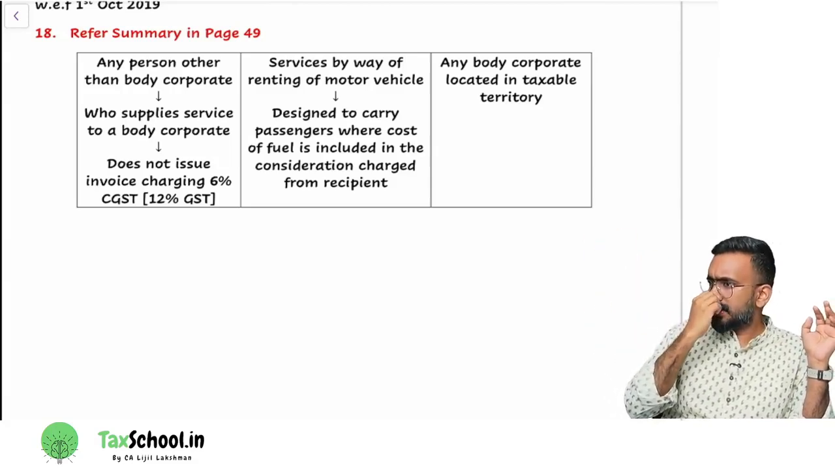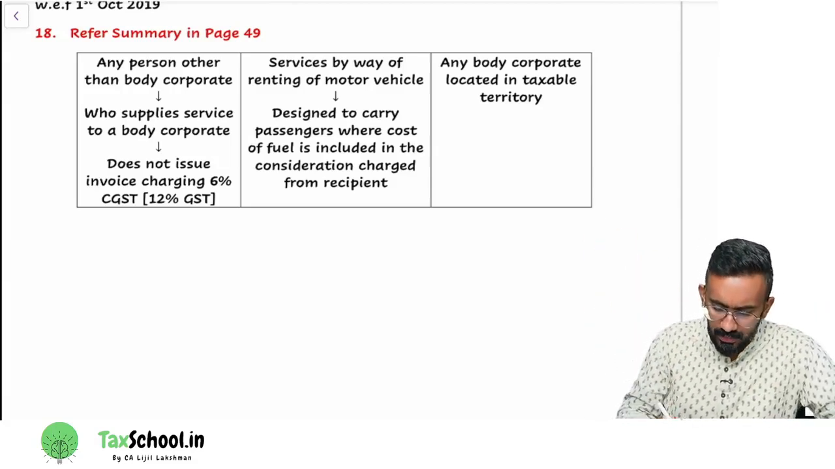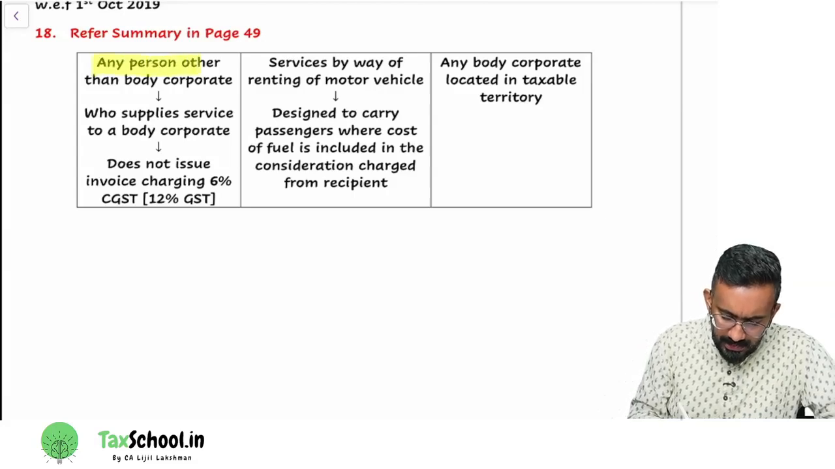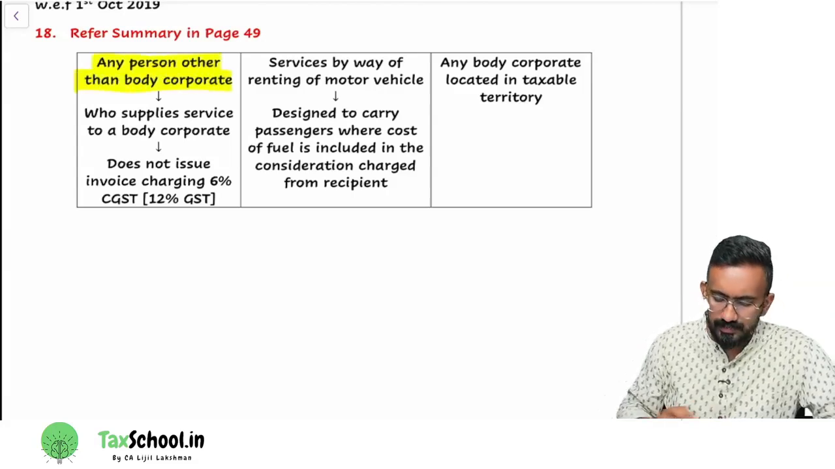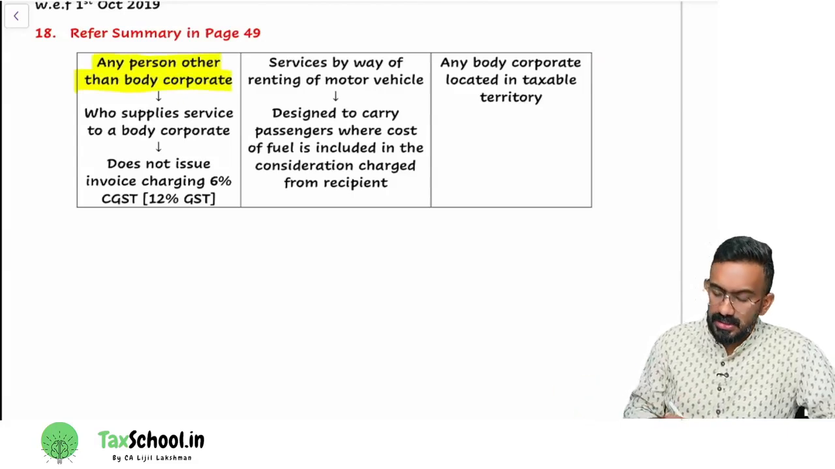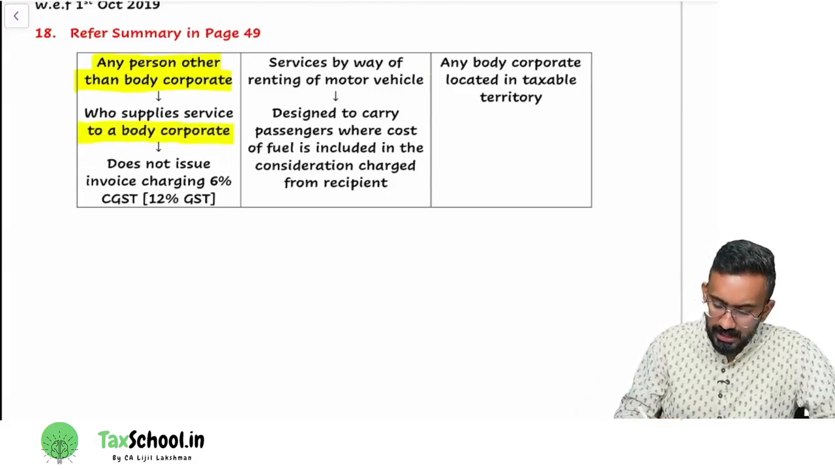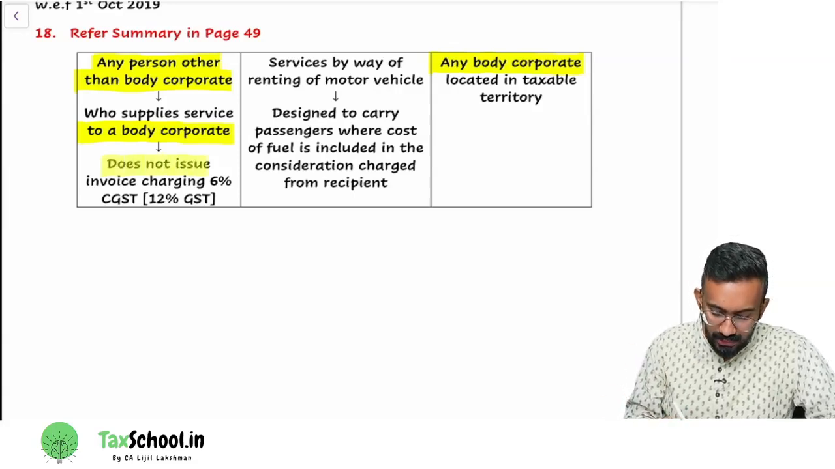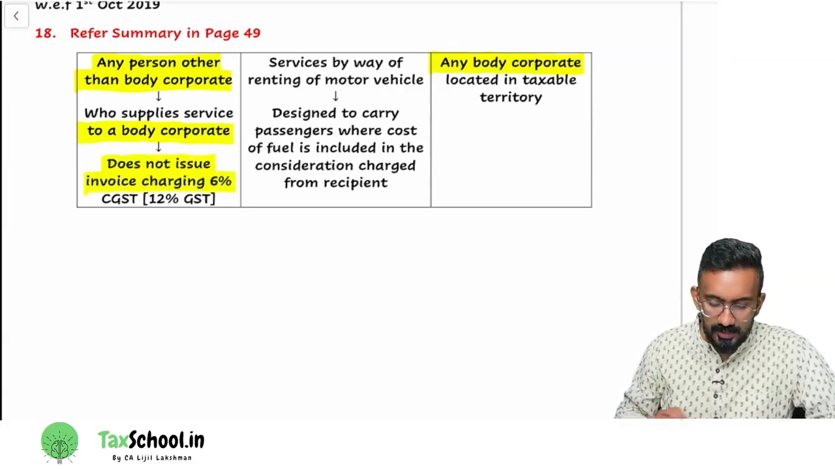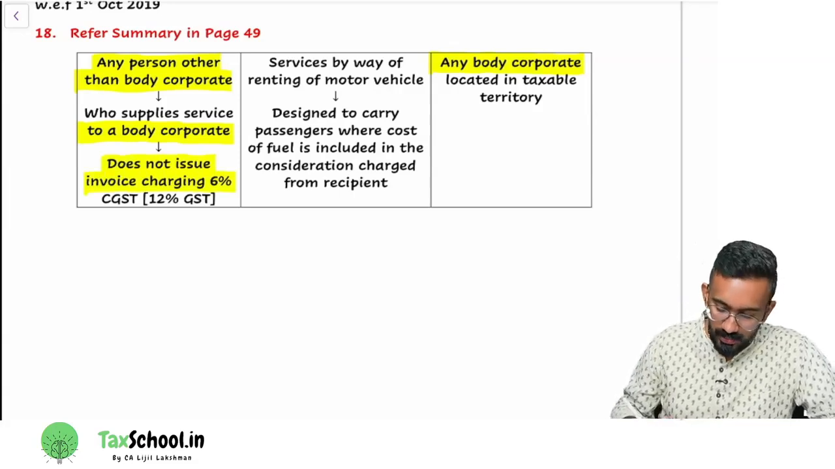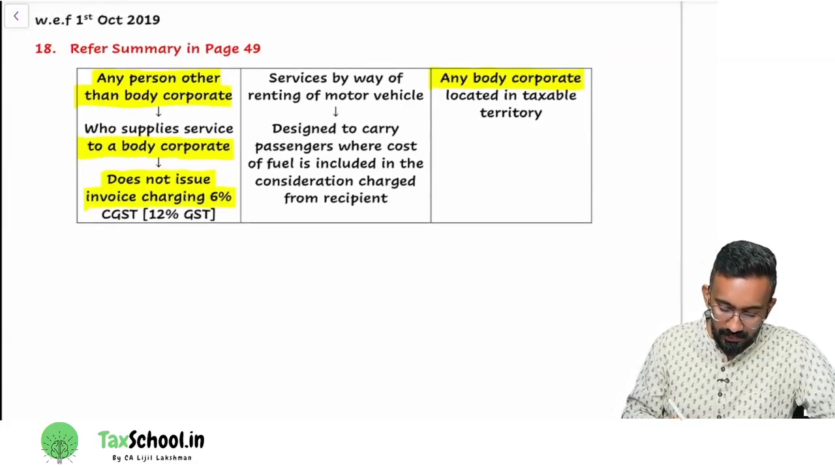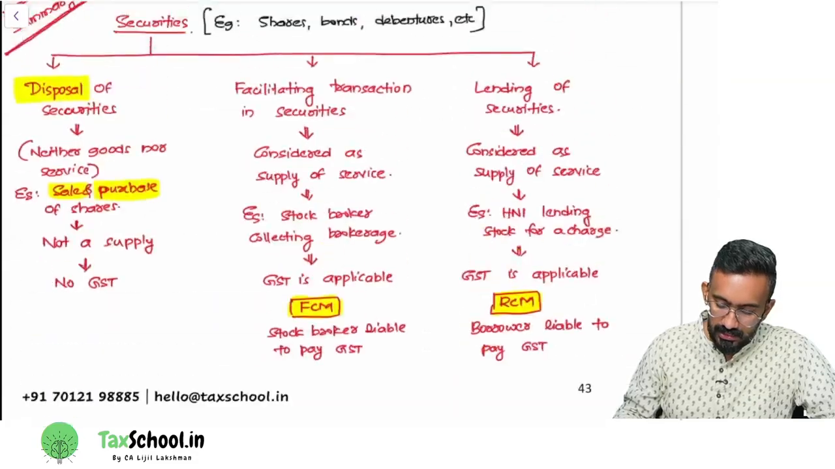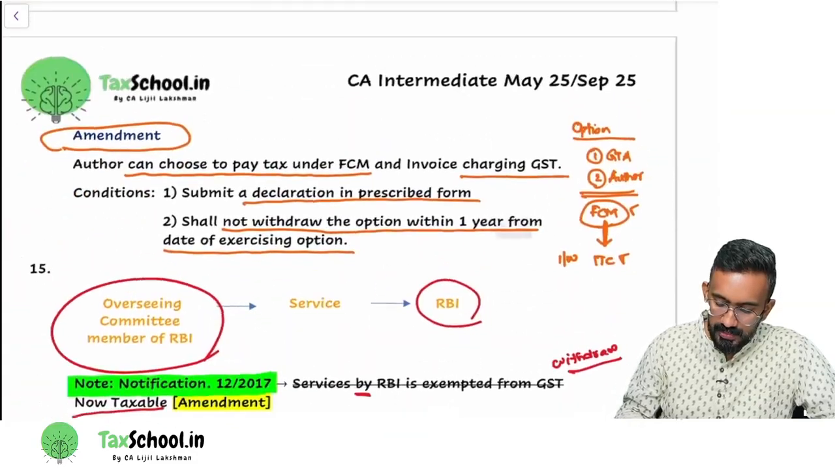They said the supplier should not be a body corporate. Who is the supplier category? Any person other than a body corporate who is supplying services to a body corporate, which means the recipient should be a body corporate. Then they should not invoice charging 6%. So here also we can say that they have an option to go for FCM. So what is the third case? We have made a summary here, no? Option to go for FCM.